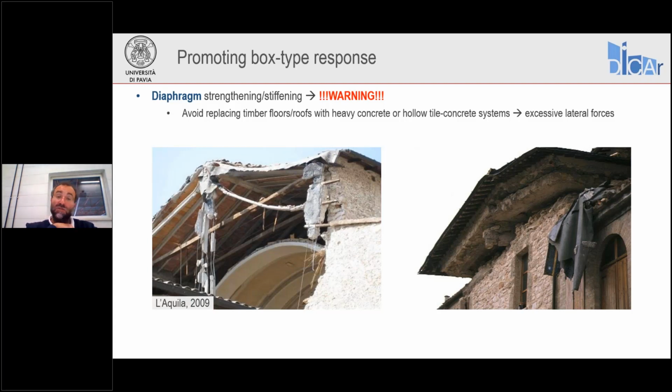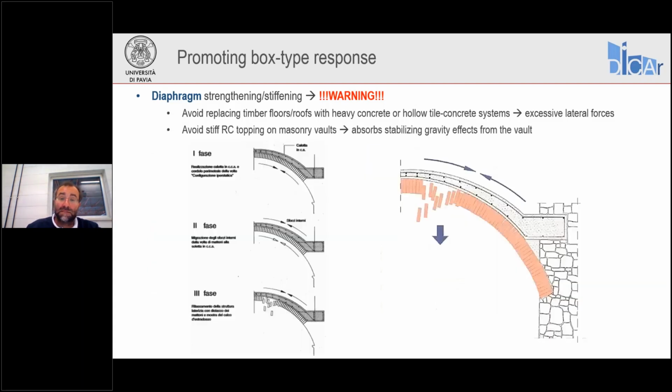Masonry, especially stone masonry, but generally existing masonry structures are not meant to support heavy reinforced concrete or mixed reinforced concrete hollow tile flooring systems. The result is what you see in these photos: collapse, complete collapse of floors or facades because of the forces applied by these excessively heavy elements. And this is what I was saying about vaults, avoiding excessively stiff topping.